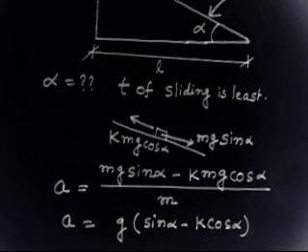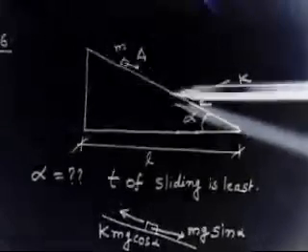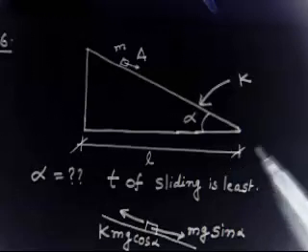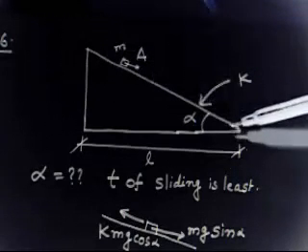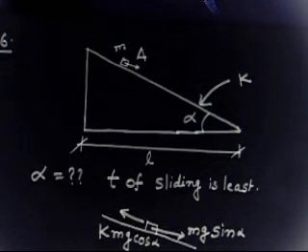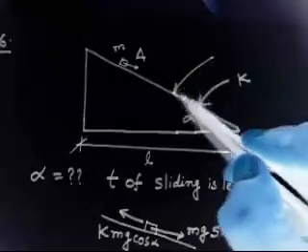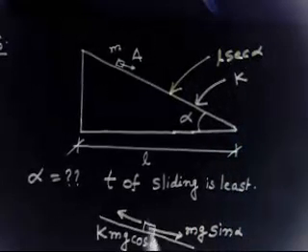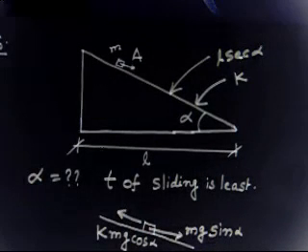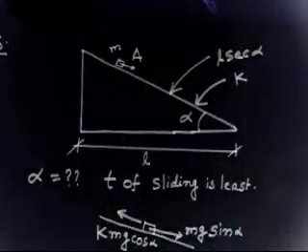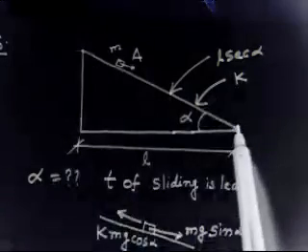Now apply s is equal to half a t square. What is this distance? If this distance is L, you can always write by the triangle rule that this distance will be L by cos alpha, that is L sec alpha. You can prove it yourself. You write cos alpha is equal to this distance by this distance, and then it will come out to be L sec alpha. So the distance traveled is L sec alpha.